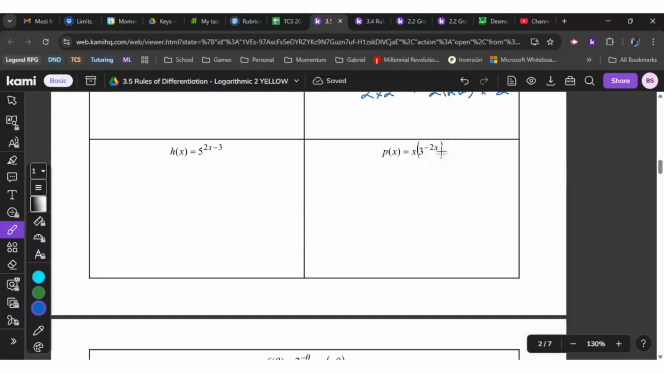All right, let's look at the next one. So h prime of x. This one has nothing fancy. There's no extra chain rule, product rule, etc. 2 times 5 to the 2x minus 3 times the log of 5. Perfect. Exactly. So we just take the derivative of the exponent 2, multiply it by the original 5 to the power of 2x minus 3 times natural logarithm of the base.